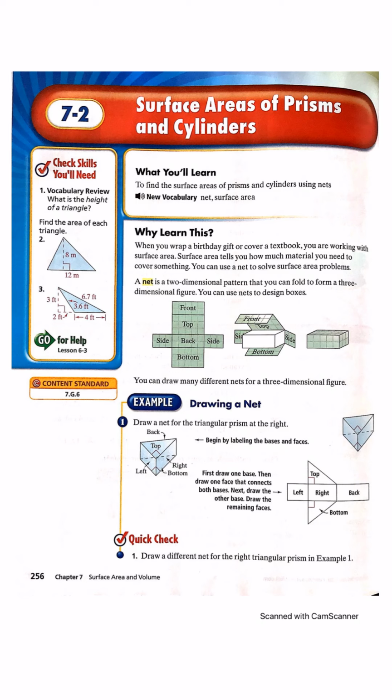Hello class! Today we're looking at 7-2, surface areas of prisms and cylinders on page 256. Our objective for today's lesson is to find the surface areas of prisms and cylinders using nets. So we'll need to know what net and surface area vocabulary means. So why we need to learn this.